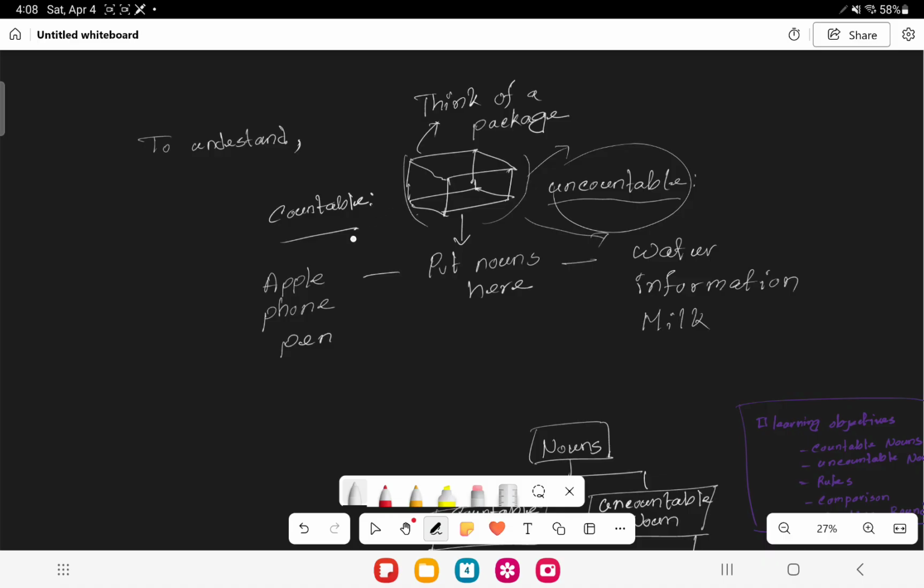And when you can count nouns in this package, those are countable nouns, like apple, phone, pen. You put many apples, you can count them one by one. You put phones here, you can count them one by one. But when you put water in this package, you cannot count the water, you cannot count information or milk. So that is all.